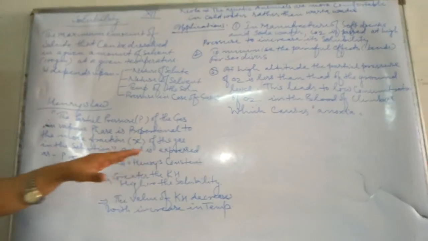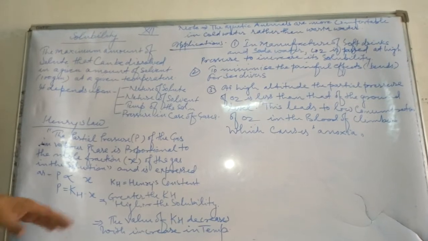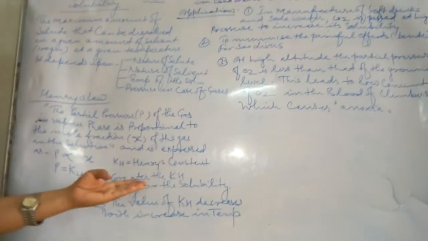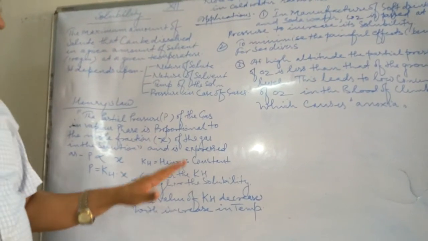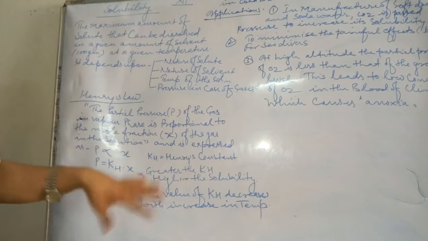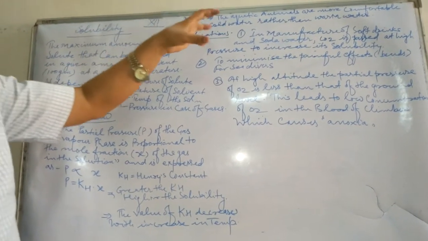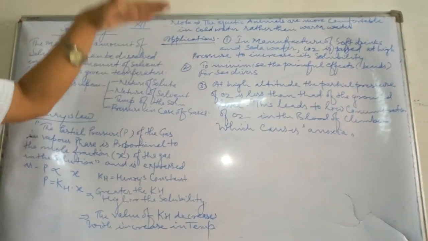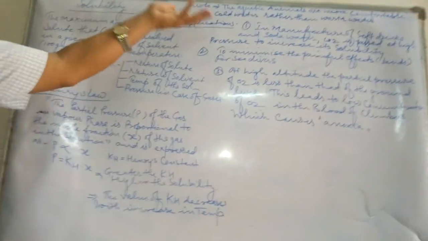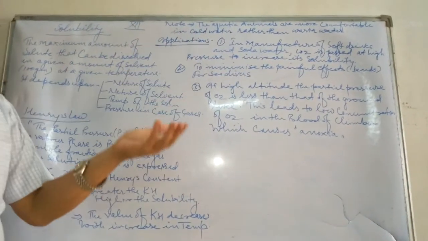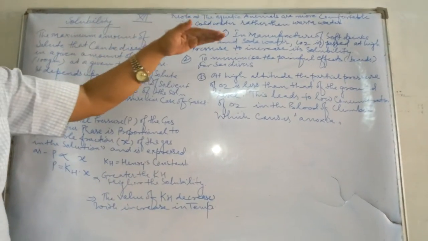And this Henry's constant is variable for different solvents. The greater the value of KH, the higher the solubility, and this KH decreases with increasing temperature. Ultimately, during winters, the aquatic animals feel comfortable because in winter season there is more oxygen content in the water, whereas in summer season there will be very little oxygen. So that's why aquatic animals feel comfortable in winter season.